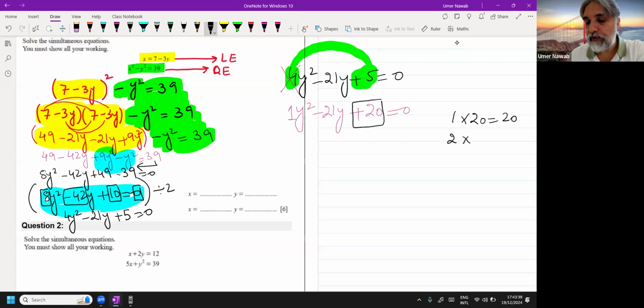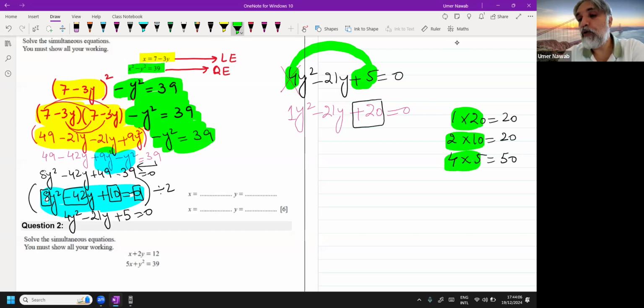2 times 10 is 20. And 4 times 5 is 20. So these are the 3 possible ways in which two whole numbers can multiply to give you 20. Now, can you please look at the pairs of numbers which you have? 3 pairs you have. I have a pair of 20 and 1. I have a pair of 10 and 2. I have a pair of 5 and 4.